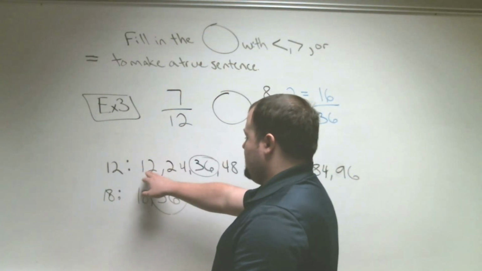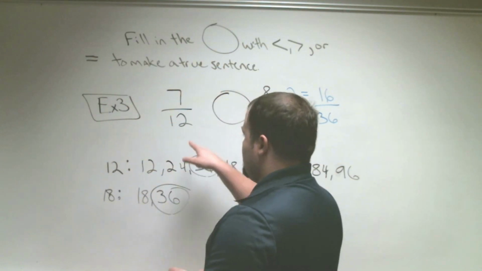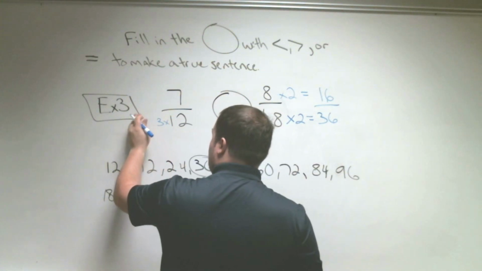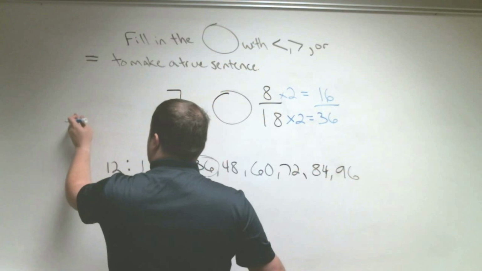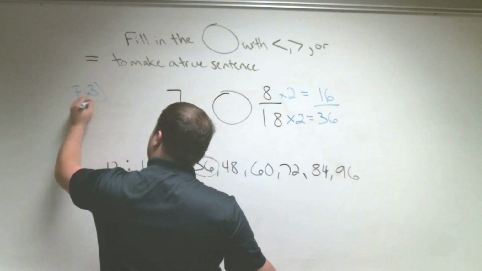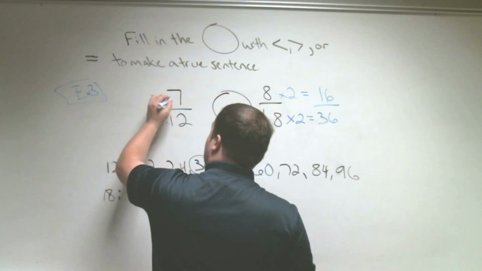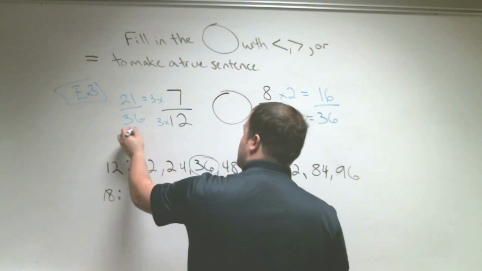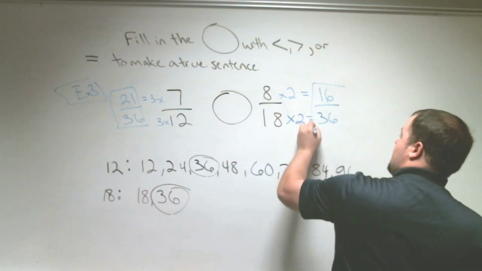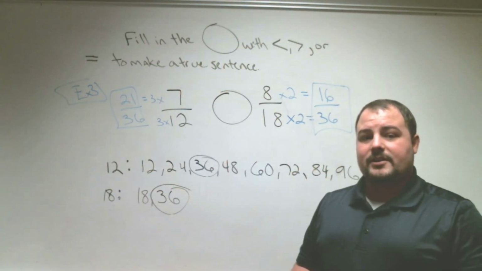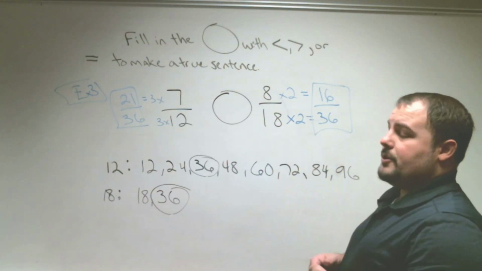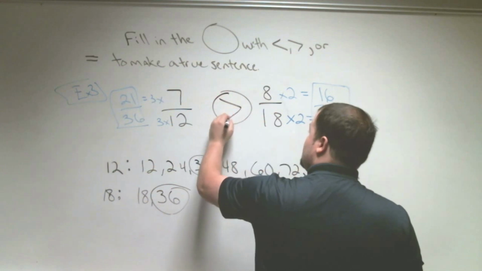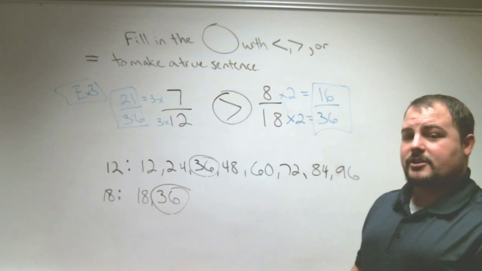Well, now we look at the 12. This is 12 times 1, 12 times 2, 12 times 3. So this 12 right here, I'm going to go ahead and multiply by 3. And if I multiply the 12 by 3, I got to multiply the 7 by 3. Well, 7 times 3, that equals 21. 3 times 12, that equals 36. So I see 21/36, I see 16/36, and which one's bigger? Hopefully you guys are seeing that 21 out of 36 is bigger than 16 out of 36. So in this case, the number on the left is bigger than the number on the right. And that's our answer to this problem.